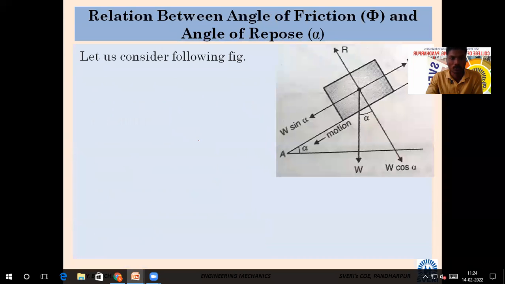Further, we have drawn a relation between angle of friction phi and angle of repose alpha. Actually, the slide is not saved, unfortunately, maybe due to power off. We derived it in your notebook. Can someone tell the relation between angle of friction phi and angle of repose alpha? Phi is equal to alpha. Angle of friction is equal to angle of repose. That relation we have derived, so it should be in your notebook.